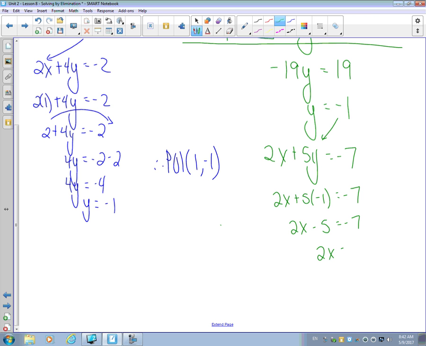I want to rearrange this, so bring the 5 to the right side, make it a plus sign. So 2x is negative 2, and x is negative 1. Therefore, our POI, x is negative 1, and y is also negative 1.